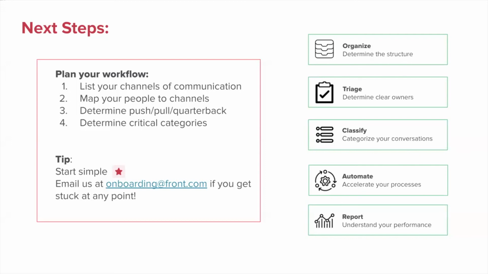Second, map your channels to the people who actually work on them or who respond to them. Then that's going to help you determine the different inboxes that you need to have, whether it is one inbox with multiple channels, a one-to-one relationship, or an empty inbox. Third, for each of those inboxes, determine that triage methodology, whether it should be that push, pull, or quarterback methodology. And then fourth, think about what are those critical categories that you have in order to start building some of those tags so that whenever you launch Front for your team, you're already tracking that information from day one.